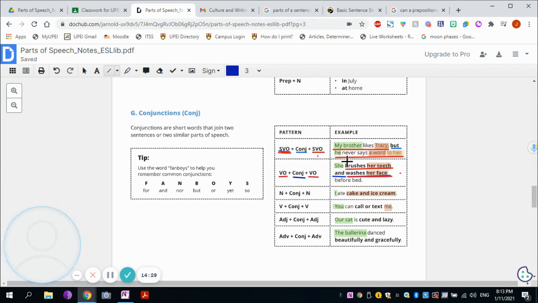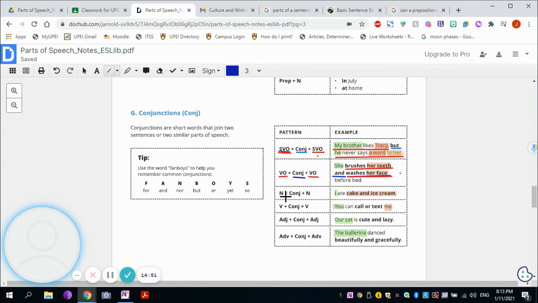Now, yes, you have a subject here, and yes, you have a preposition and a noun here, but those are just extra parts of the sentence. They're not important to the pattern that we're looking at, which is the verb and object plus the conjunction plus the verb and object.